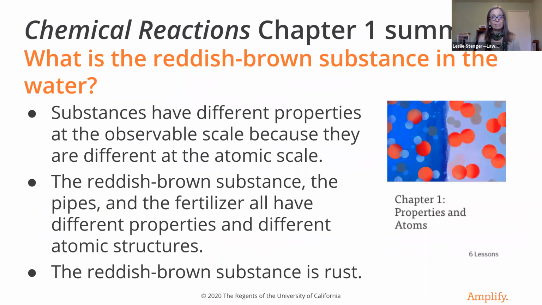So in the first part of the unit, the students are trying to figure out what that substance is. They investigate how substances are different, and they figure out that substances have different properties at the observable scale because they're different at the atomic scale. So by the end of the chapter, they've analyzed that reddish brown substance, they've analyzed the pipes, they've analyzed the fertilizer, and they've discovered that each is a different substance with a different atomic structure. And then they go on to identify that reddish brown substance as rust. So with that brief on ramp, we're going to jump into our next chapter, chapter 2.